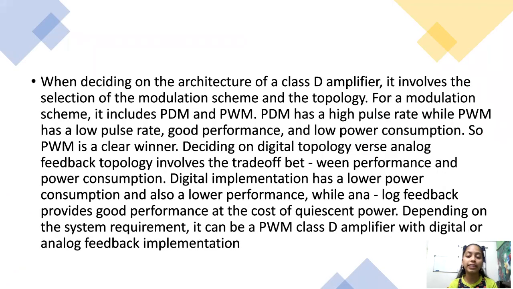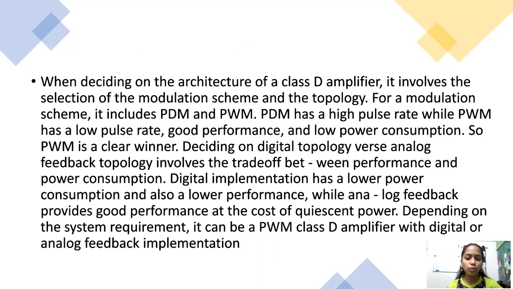When deciding on the architecture of a Class D amplifier, it involves the selection of the modulation scheme and the topology. The modulation scheme includes PWM and PDM. PDM has a high pulse rate, while PWM has a low pulse rate, good performance and low power consumption. So PWM is the clear winner.